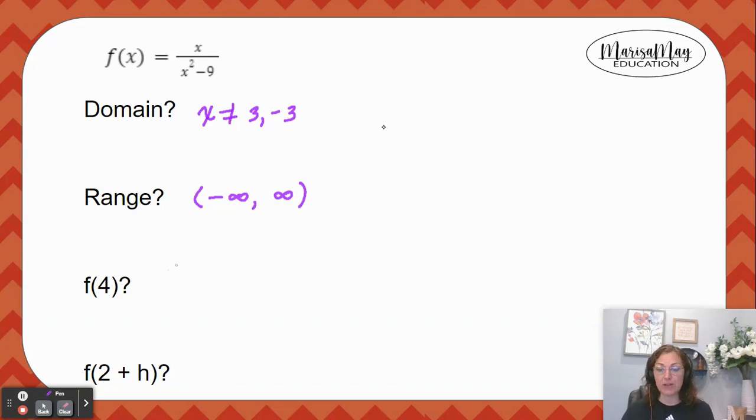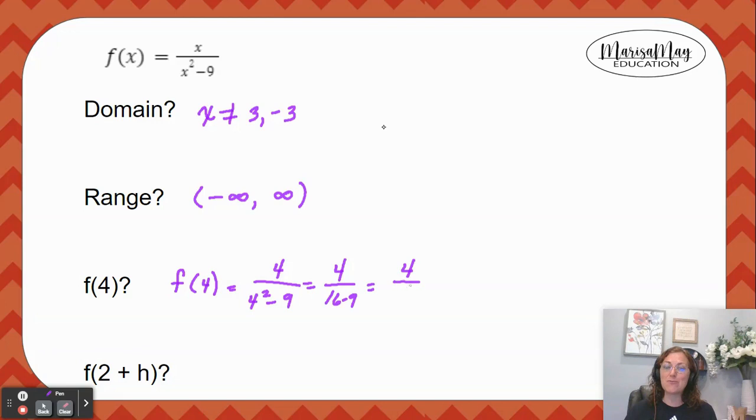Now, f of 4, this is where we're going to replace the x with a 4. Be sure that you replace the x on top and the x on the bottom with a 4. And so on the bottom, we'll have to do a little bit of arithmetic there. That gives me 16 minus 9. And so I know that f of 4 is 4/7.